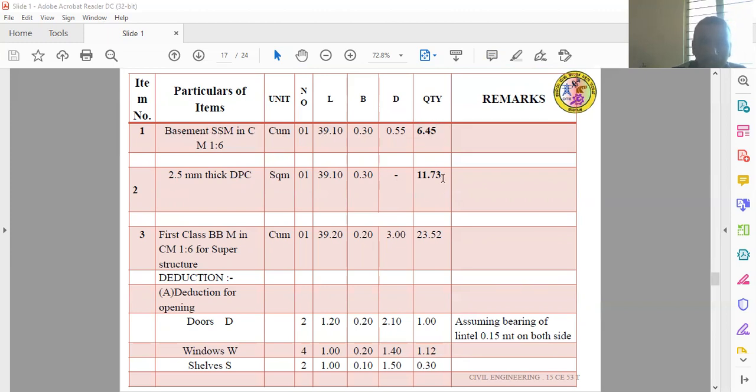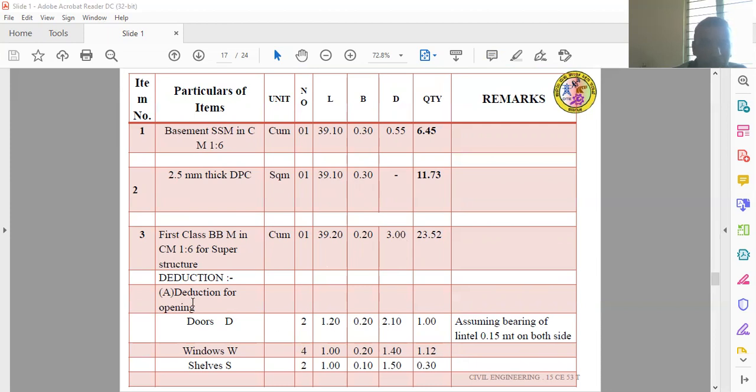Similarly, the DPC is already calculated above. Whatever the values are, they should be pasted here. Similarly, calculate the burnt brick masonry quantity, which is 23.52. Then here the deduction is very important. Number of doors is 2. The quantity is 1 cubic meter. Number of windows is 4. Number of shelves is 2.